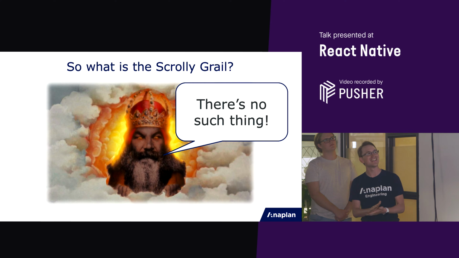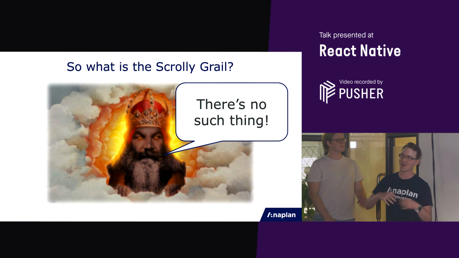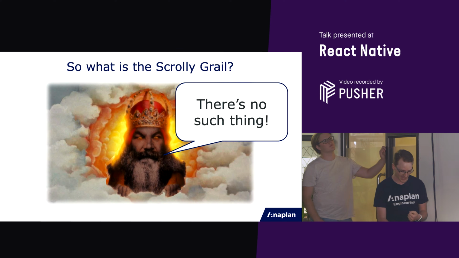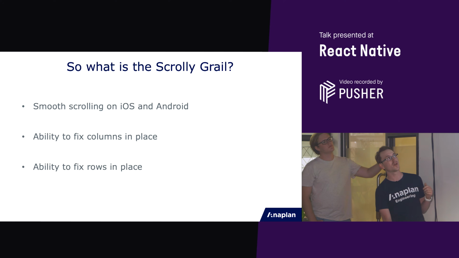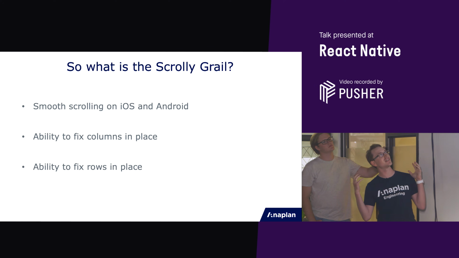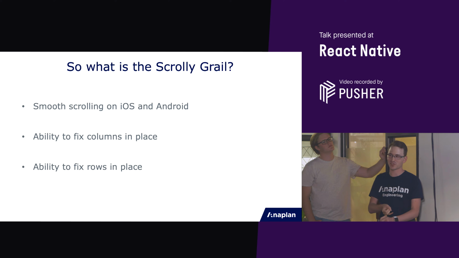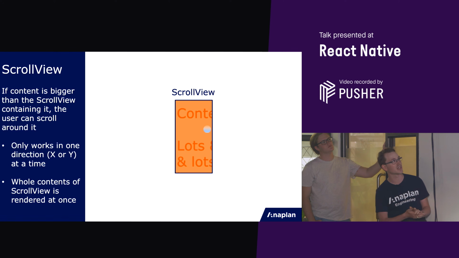So really, this talk, I've lied to you all already. There is no Scrolly Grail, but we're going to talk about ways you can get close and hopefully achieve what you want to achieve. And in this case, what is my Scrolly Grail? Well, I want smooth scrolling on iOS and Android. Important to give a good user experience. Ability to fix columns and headers in place. And there's kind of a fourth one in there as well, which is the ability to scroll in two directions at once. And you'll see why that's the case.